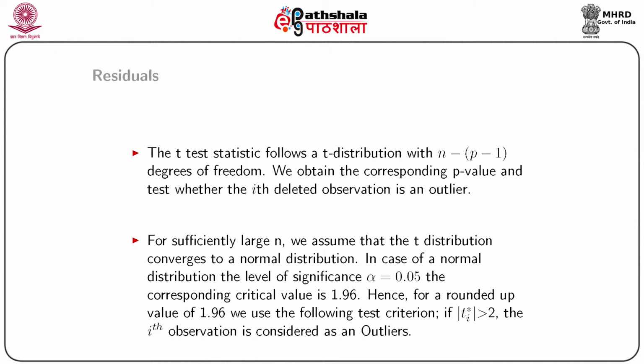For sufficiently large n, we assume that the t distribution converges to a normal distribution. In case of a normal distribution, at level of significance alpha equals 0.05, the corresponding critical value is 1.96. Hence, we can roughly use the following test criterion. If the absolute value of Ti star is greater than 2, the ith observation is considered as an outlier.